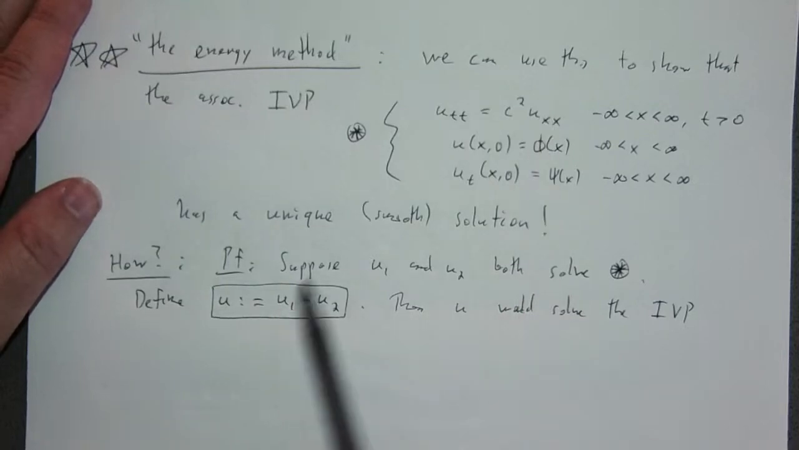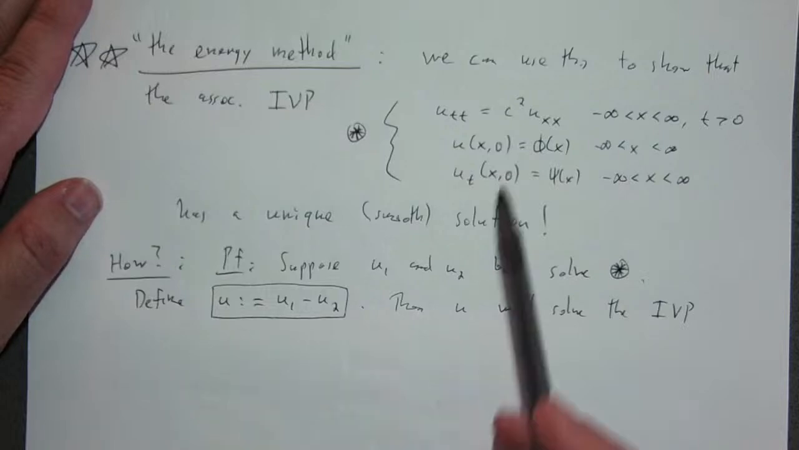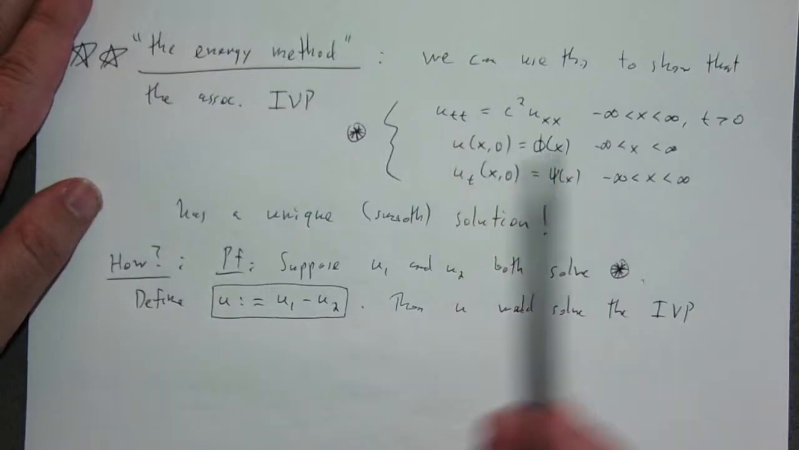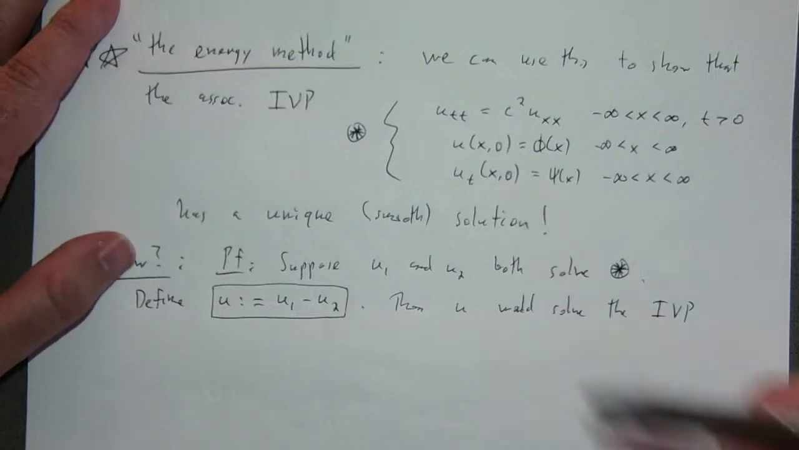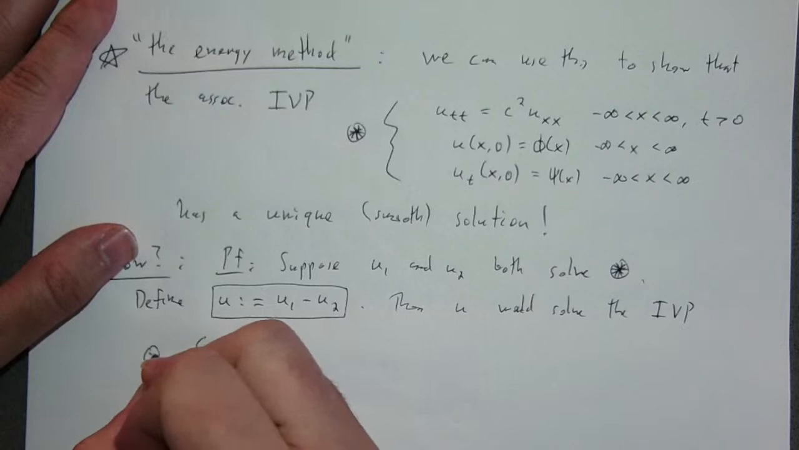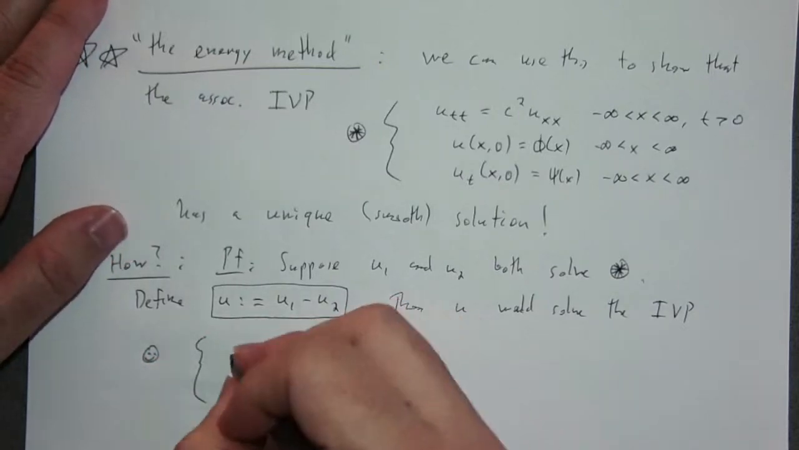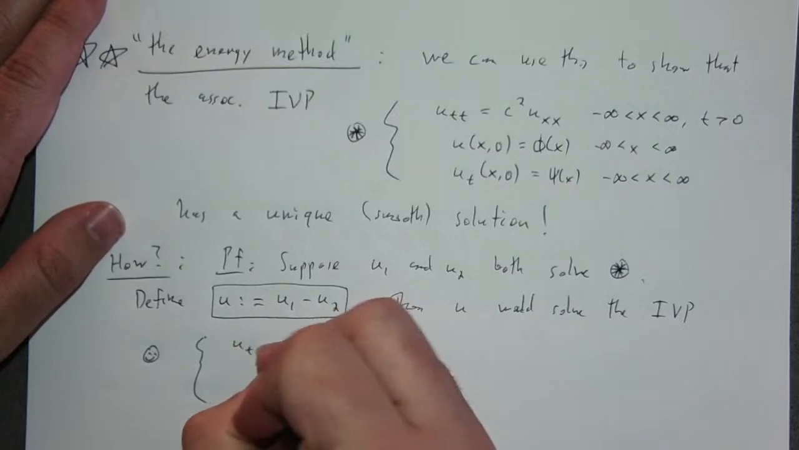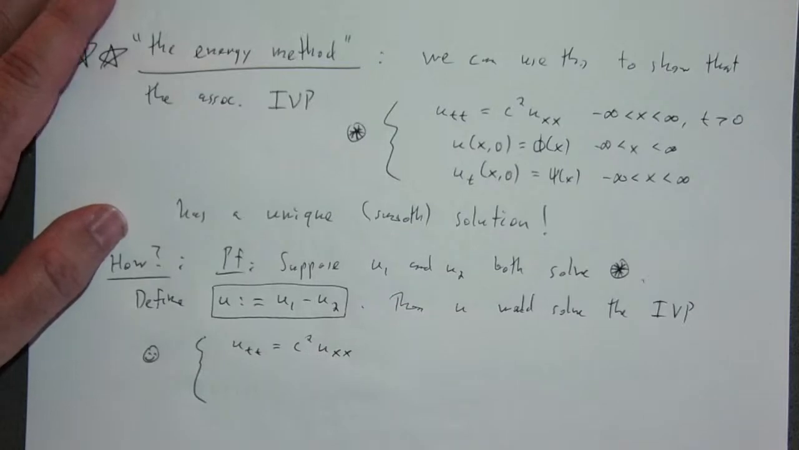This is because the wave equation is linear, and this is my principle of superposition. So my principle of superposition tells me I have a linear equation. Any linear combination of solutions is going to be a solution. So this is going to solve the IVP, which I'll denote as smiley face. Okay, so it solves the IVP smiley face, which has PDE, still wave equation. I'm not going to write the domains here.